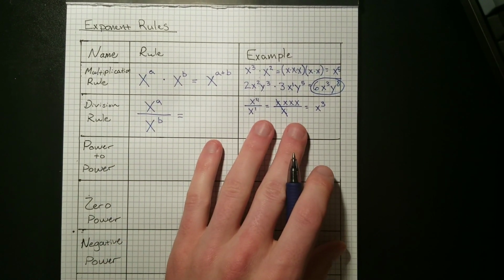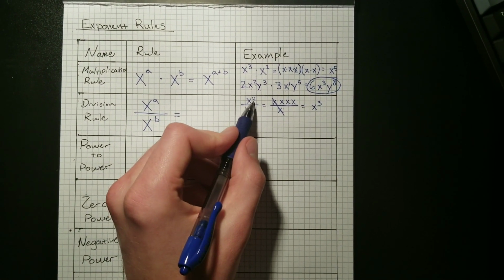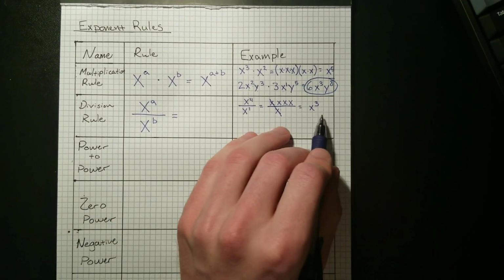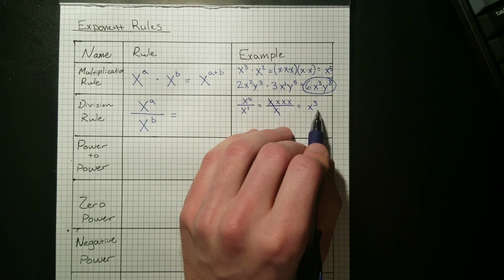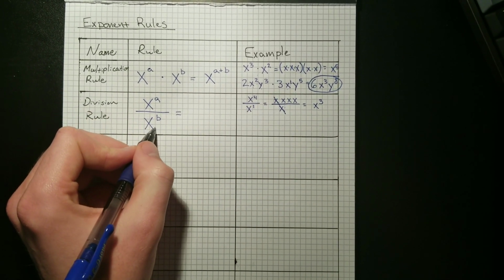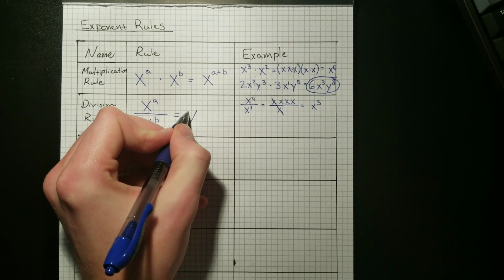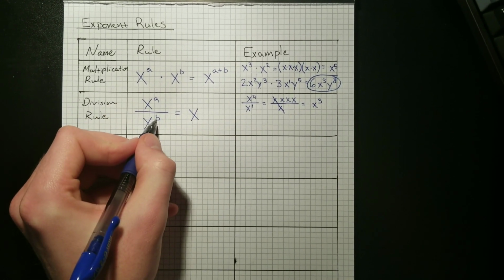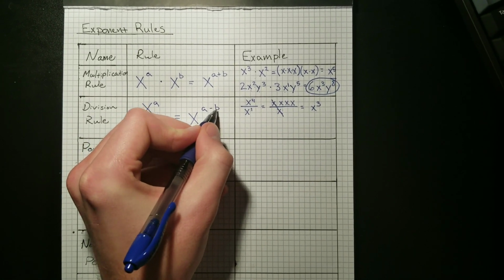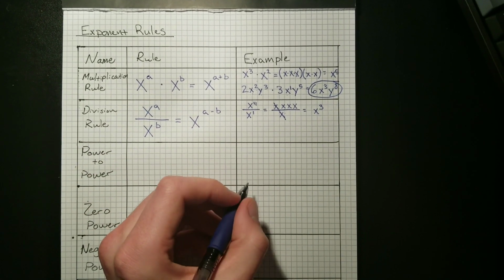A quicker way you could have done this: let's look at these numbers. We have x to the fourth and x to the 1. What can you do with a 4 and a 1 to get a 3? Well, that's definitely subtraction. So if you're dividing things that have the same base, in this case x to the a divided by x to the b, what do we do with the a and the b? You do a minus b. That's what you would get.